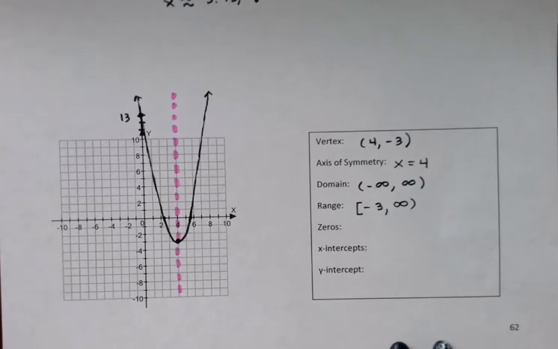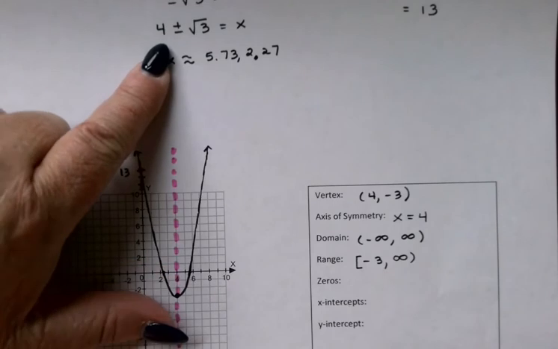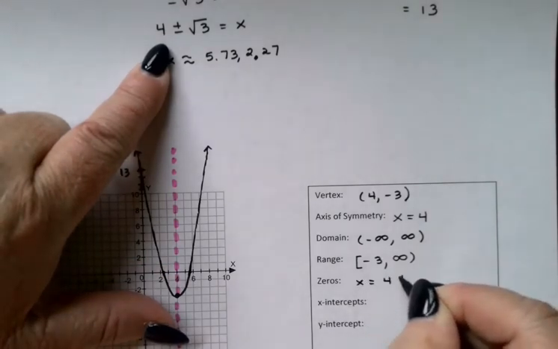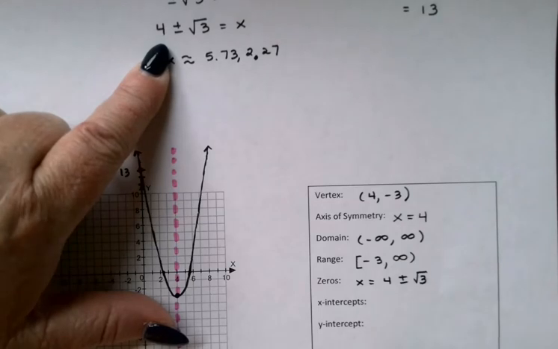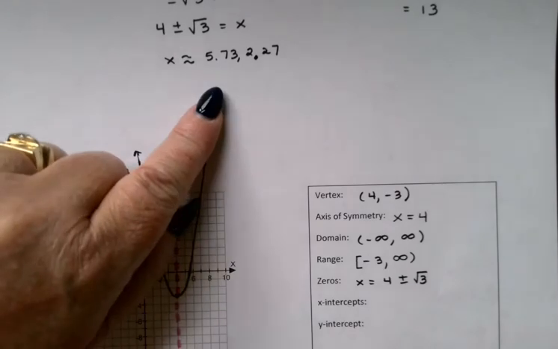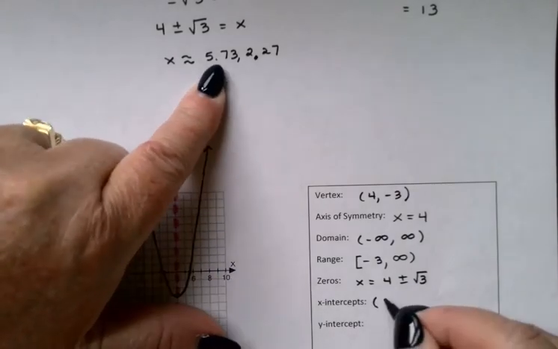All right, the zeros. We found the zeros right up here. I'm going to go ahead and write them down as the exact values. x was 4 plus or minus the square root of 3. And then the x-intercepts. If I write these as points, maybe I'll use the decimal approximations this time.